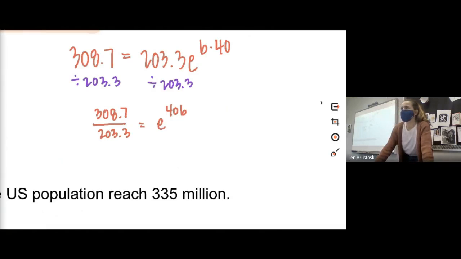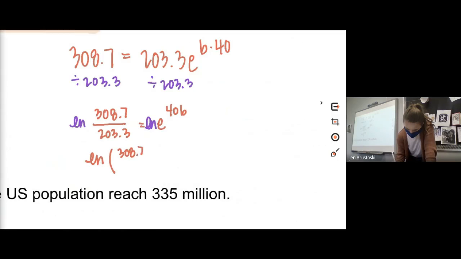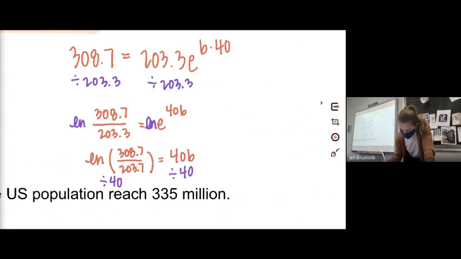And then how do I get rid of that e? Natural log. Natural log both sides. Good. So when I take the natural log of both sides, I'm left with ln of 308.7 over 203.3 equals 40b. And then I'm going to divide both sides by 40 to get my answer. So go ahead, type that into your calculator to find what b is equal to.